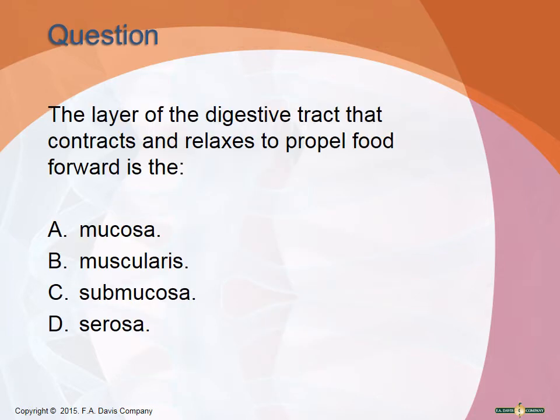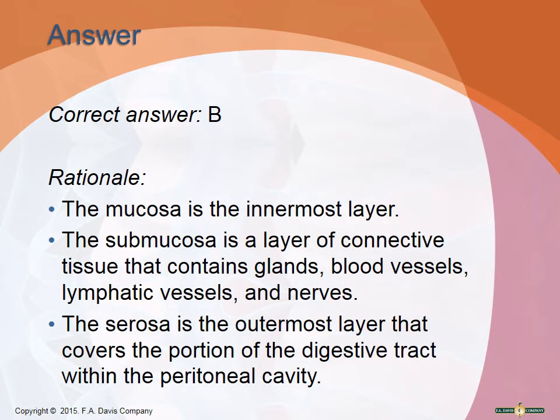The next slide: the layer of the GI tract that contracts and relaxes to propel food. We're thinking about the muscle layer. That's the longitudinal and circular muscularis. That's B. And I was right.